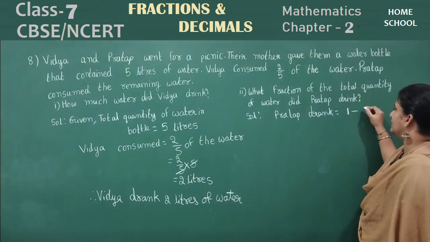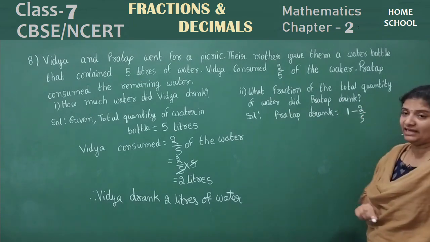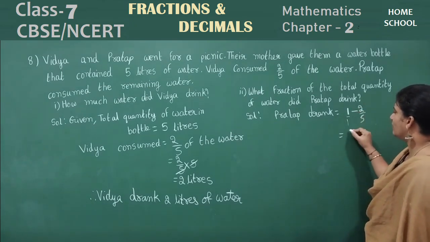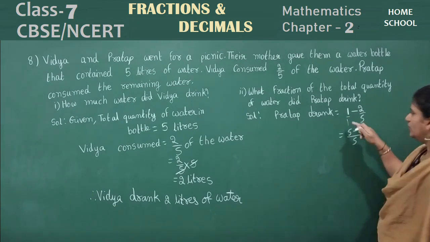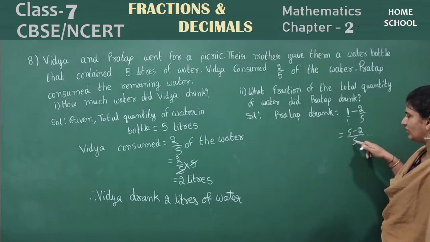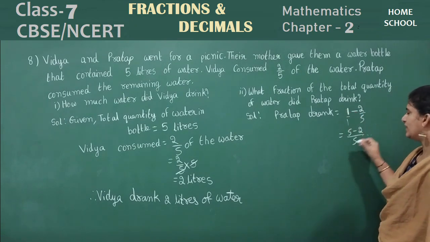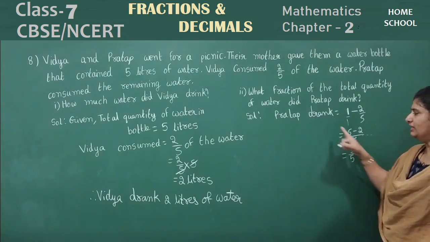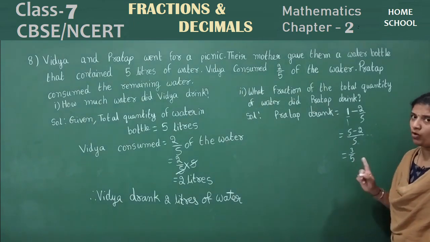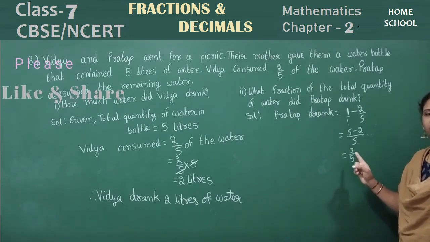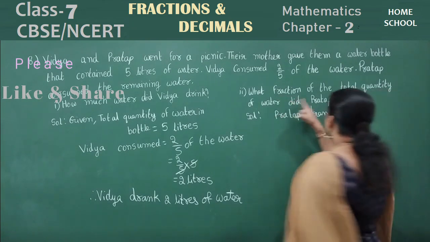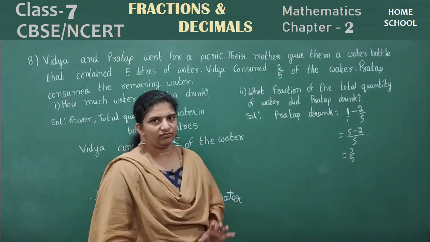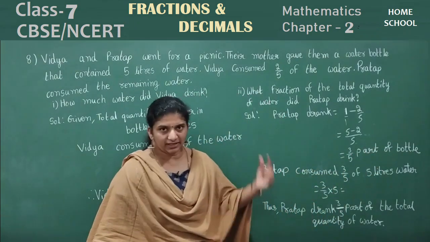In whole, 1 minus 2/5. Look here carefully, I need a fraction. So 1 minus 2/5. You know how to do LCM, right? 1 and 5, LCM is 5. 5 minus 2 will be 3/5. So Pratap drank 3/5 of the water in the bottle. Therefore, the fraction that Pratap drank is equal to 3/5.